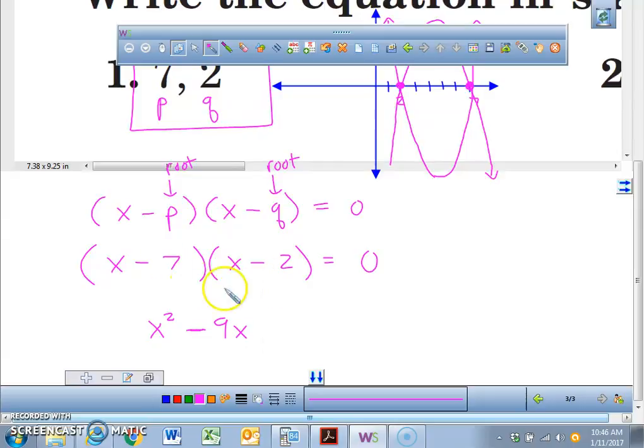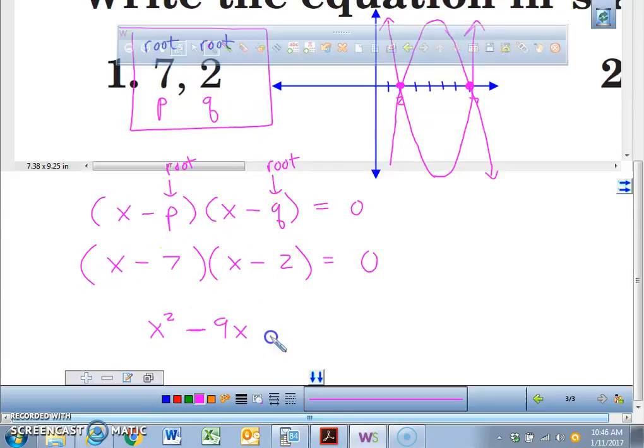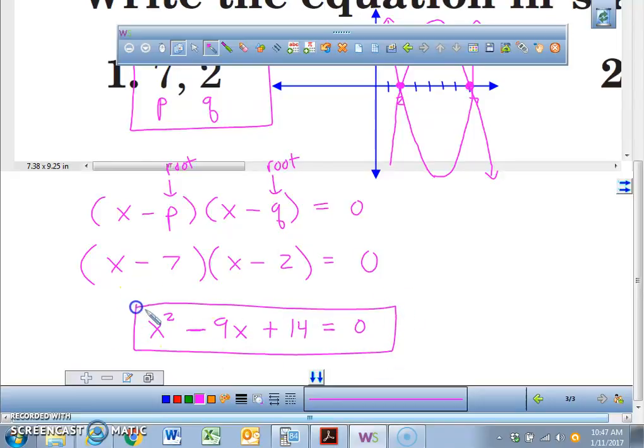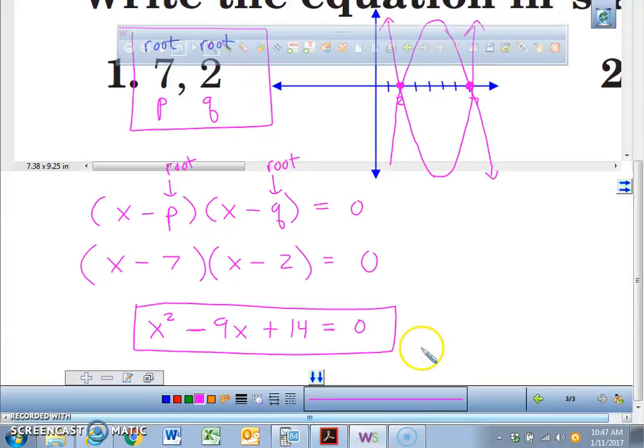What's the product of those 2 numbers? 14. Put plus 14 equals 0. This is your answer, everybody, to number 1. That is the quadratic equation that passes through those two roots.